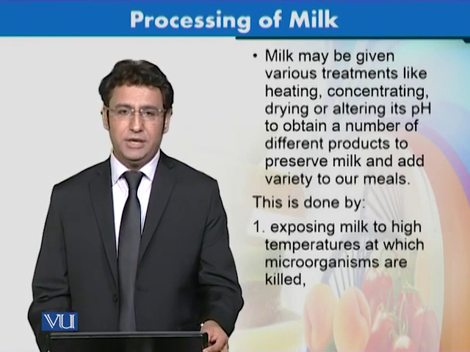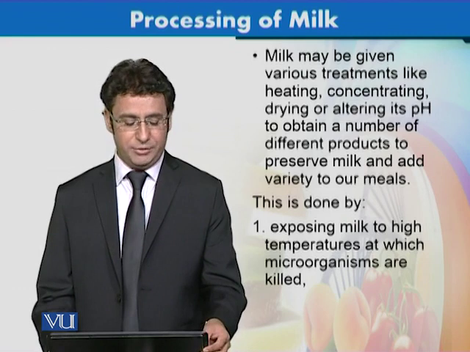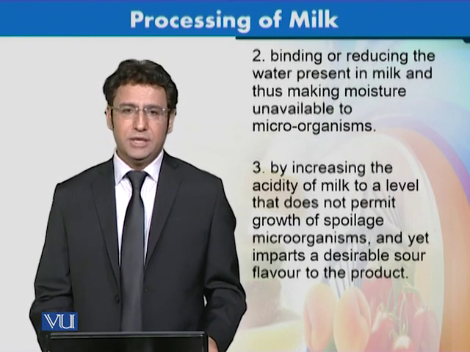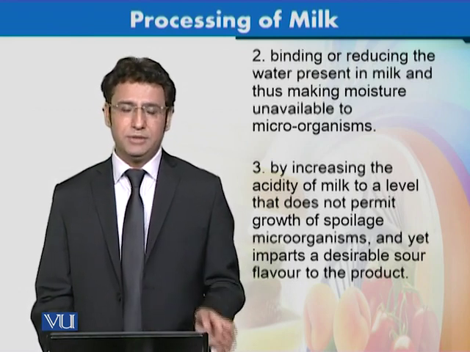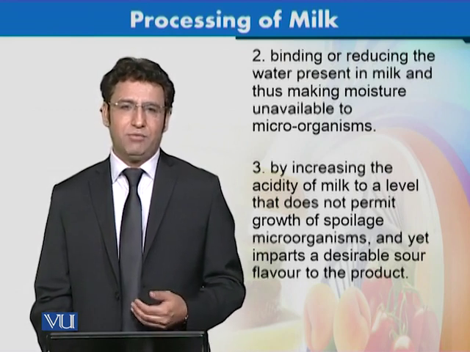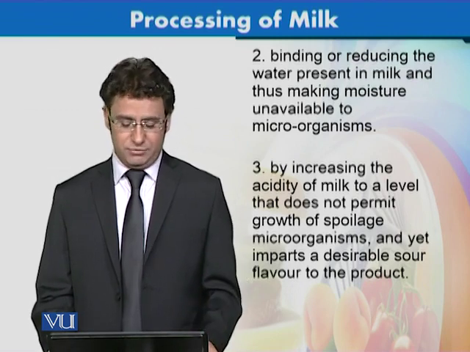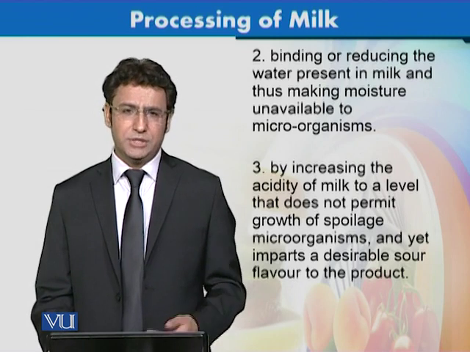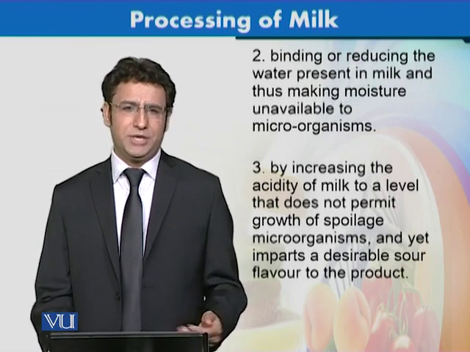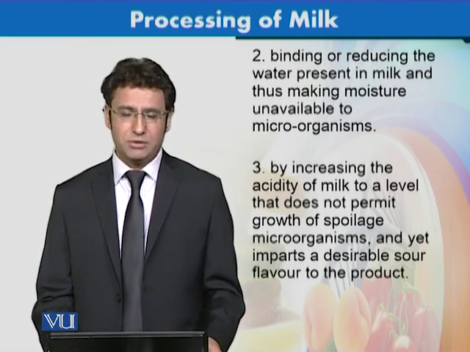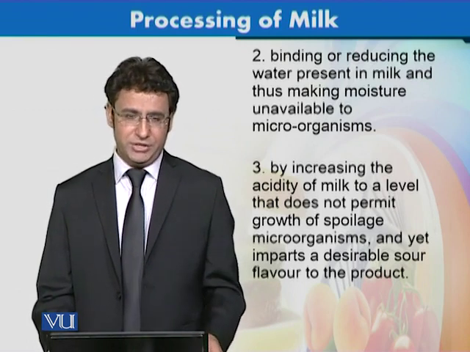First of all, it can be treated with high temperatures to kill the microorganisms, whether pathogenic or non-pathogenic. The second approach of milk processing is to reduce the water content present in milk. So this water would be less available to the microbes for their growth in the milk, so that would increase the shelf life of milk. And the third approach is increasing acidity of milk to make it a sour flavor. That low pH would stop the growth of many of the microorganisms, and also the undesirable flavors can be curtailed by the change in pH.